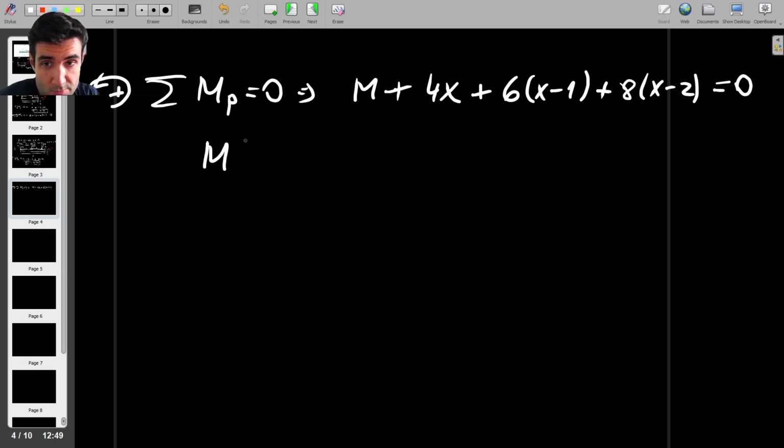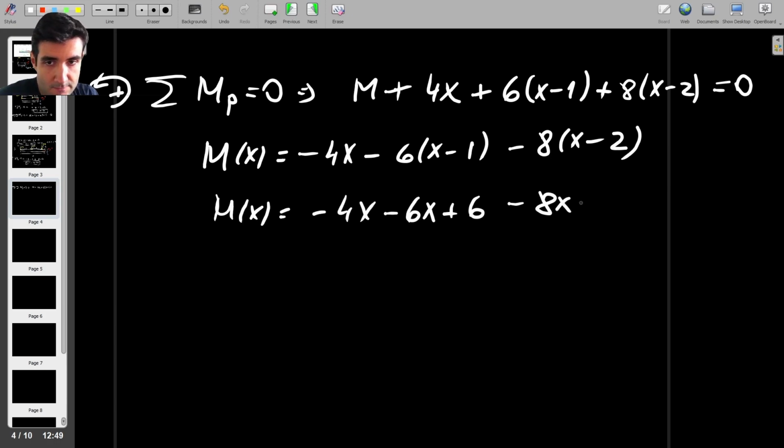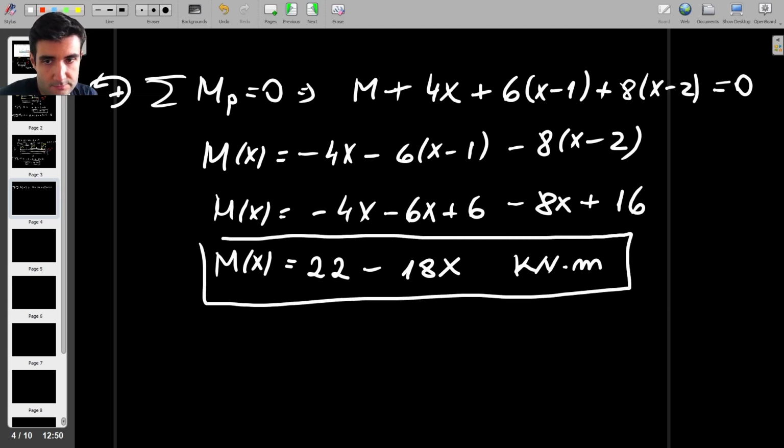So we have the moment as a function of x is minus 4x minus 6 times x minus 1 minus 8 times x minus 2. So the moment is minus 4x minus 6x plus 6 minus 8x plus 16. So let's see, we have 16 plus 6, so that's 22 minus 18x, and that's kilonewton meters. And that's it. Now we just have to plot everything.